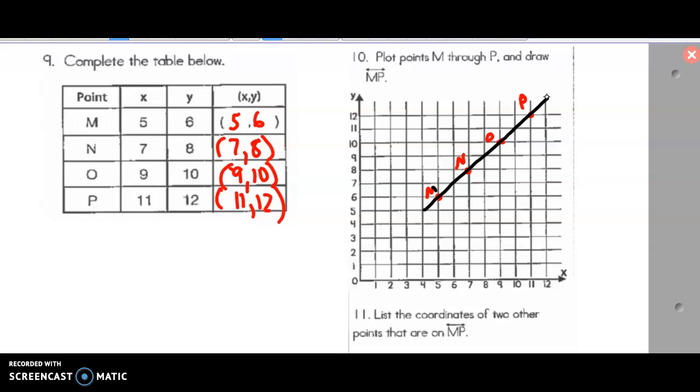And then the next question down here at the bottom says list the coordinates of 2 other points that are on line MP, because this is line MP that would go on forever. So when I look at this line, I can say, oh, this point's on it, and also this one. So another 2 would be 6, 7, and another one would be 10, 11. And if I look at this from 5 to 6, this is all plus 1, plus 1, plus 1, plus 1. And these two follow that rule, plus 1.